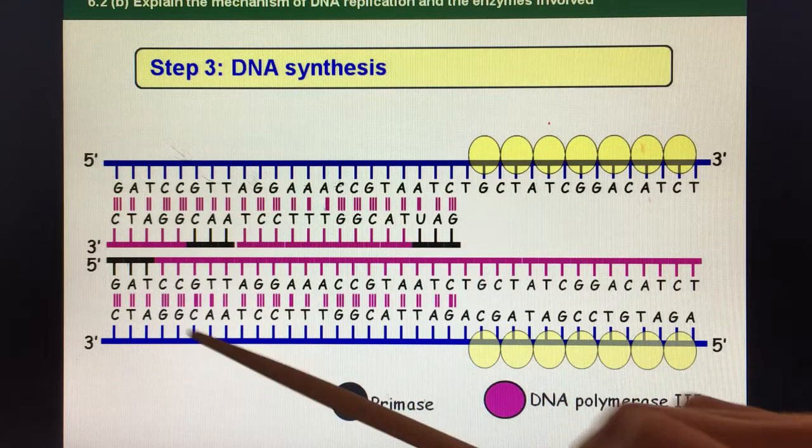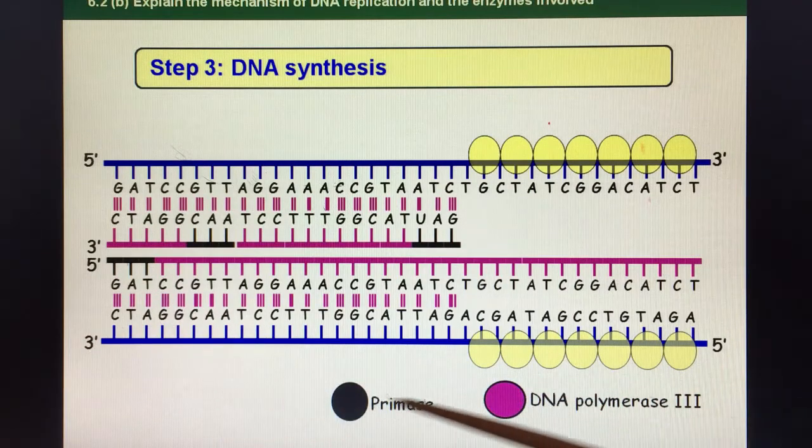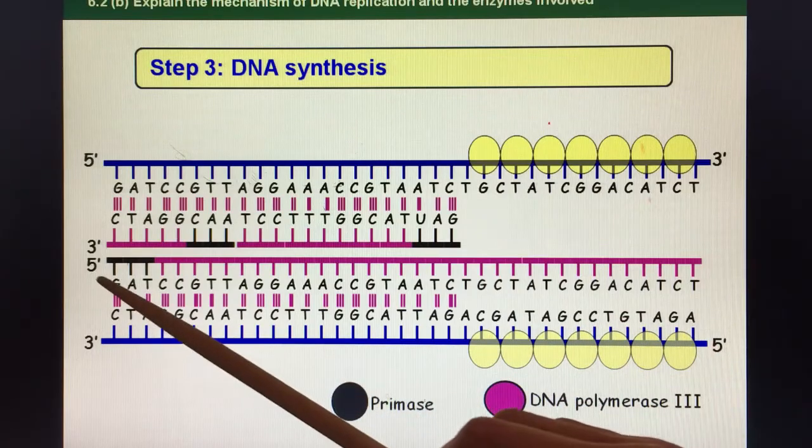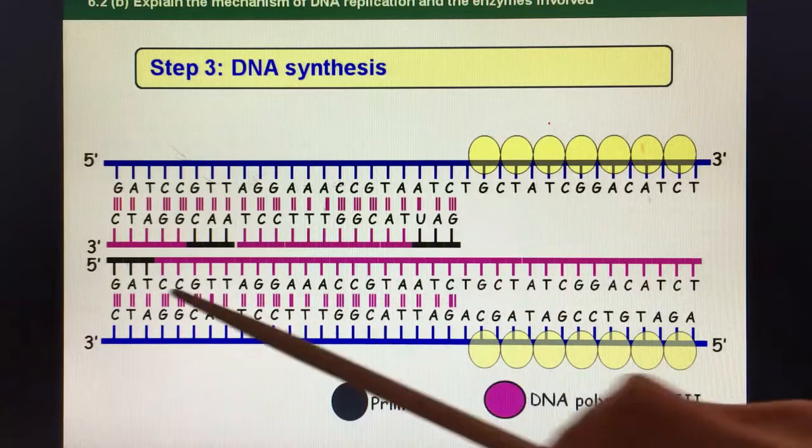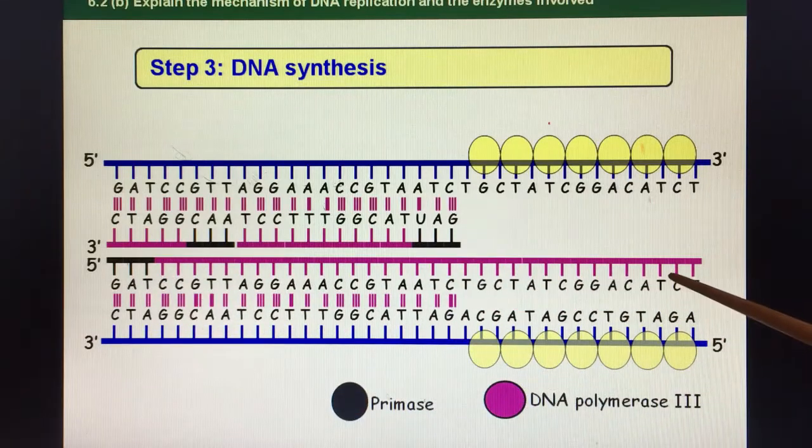Okay, so the elongation process, using this one as a template, you can see that the replication continues towards the replication fork. This one will create a continuous strand which is known as the leading strand.